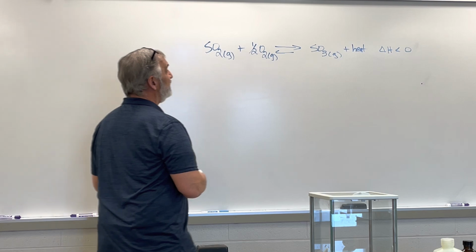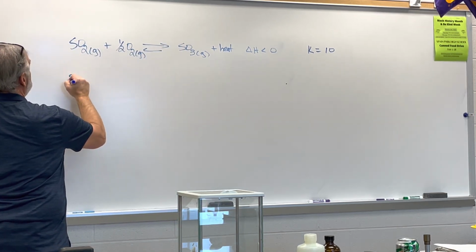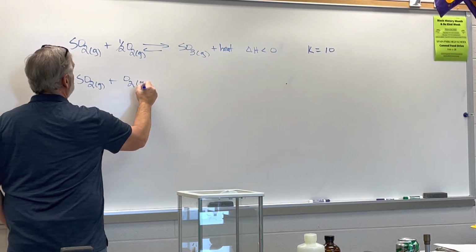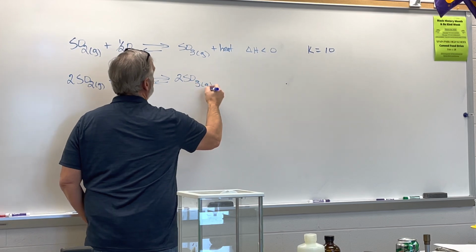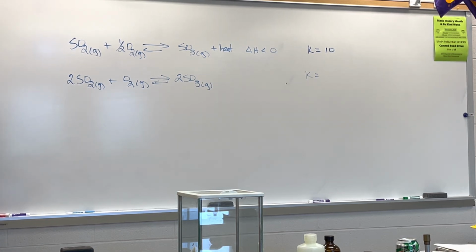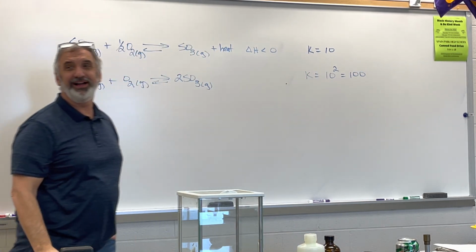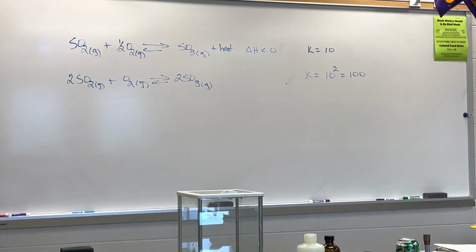Now, let's just say K here equals 10. If I wrote 2 SO2 plus O2 goes to 2 SO3 gases, what's K going to equal? 100. Because I doubled it, so it's going to be 10 squared, which equals 100. The coefficients become the exponents. When you multiply the equation, then the coefficient becomes the exponent on K.